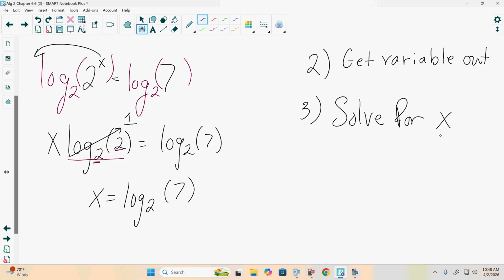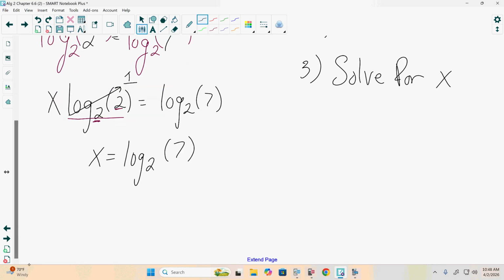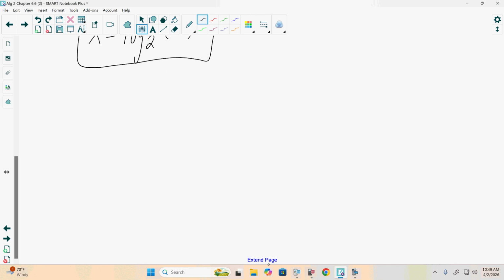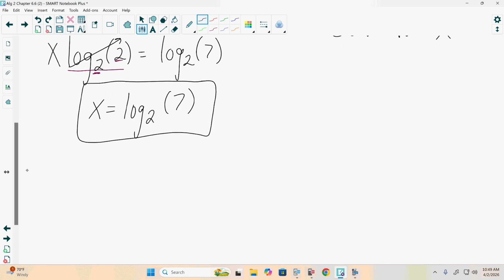I'm going to say solve for x, but really we're solving for whatever the variable is, the unknown quantity. This is the last main step. We need to get that variable by itself. So looking at this here, is x by itself? Yeah, so is there anything else we need to do? No. So x equals log base 2 of 7 is the answer.